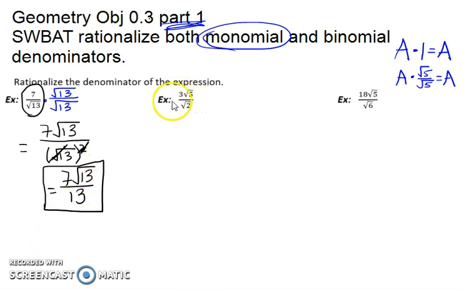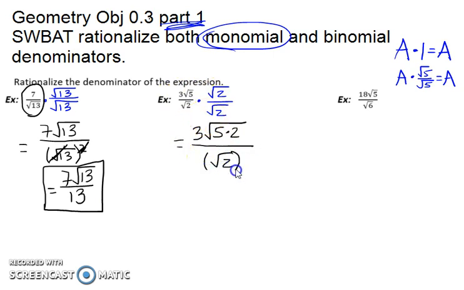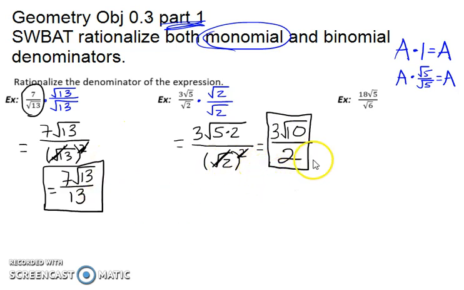Next example, 3 root 5 over root 2. Just like this one, we're going to multiply by whatever the denominator root is over itself. So root 2 over root 2. This gives us 3 root 5 times 2, so because both of these are inside the square root, the 5 and the 2, they multiply together, divided by root 2 squared. Just like last time, the square root and the square cancel each other out, and so our final answer here is going to be 3 root 10, the 10 came from the 5 times 2, divided by 2. And that is it. If this seems easy to you, it should be. Once you get it, these problems tend to go pretty fast.